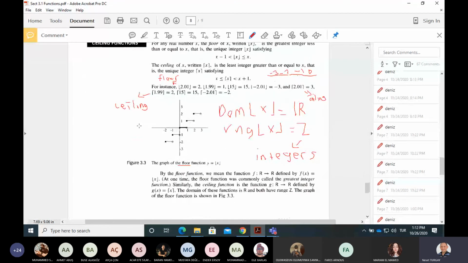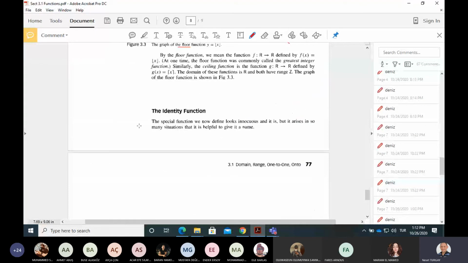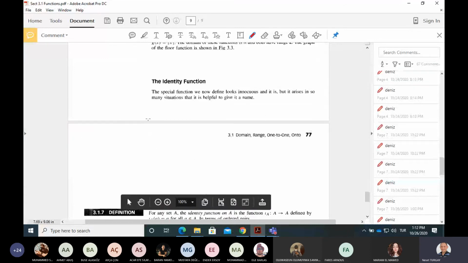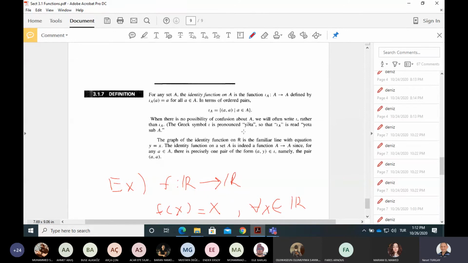Maybe you already know, we have the identity function. Sometimes I skip some parts of this. For this definition, for any set A, the identity function on A is the function. Here it says that this symbol should be read as iota sub A. It's a very technical Greek symbol. So you should read this as iota sub A, from A to A, defined by iota sub A of a is equal to a for all a.